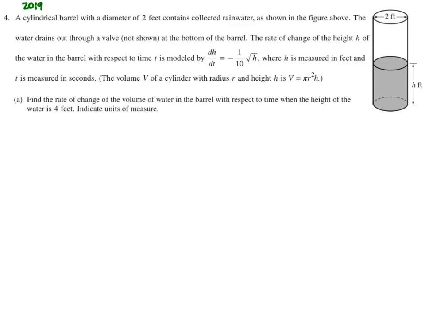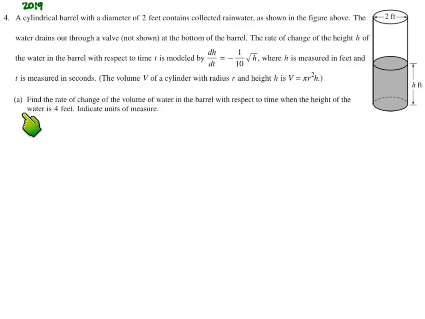The water drains out through a valve, not shown, at the bottom of the barrel. The rate of change of the height h of the water in the barrel with respect to time is modeled by dh/dt, where h is measured in feet and t is measured in seconds. And then it gives us the equation for the volume of a cylinder.